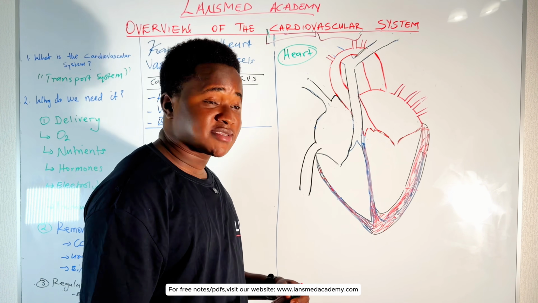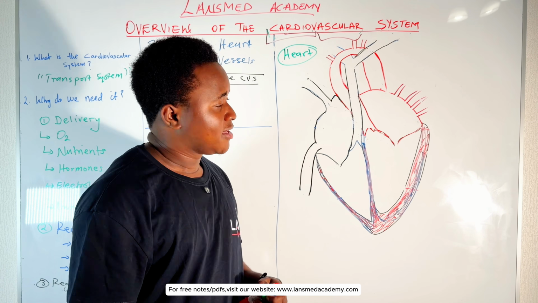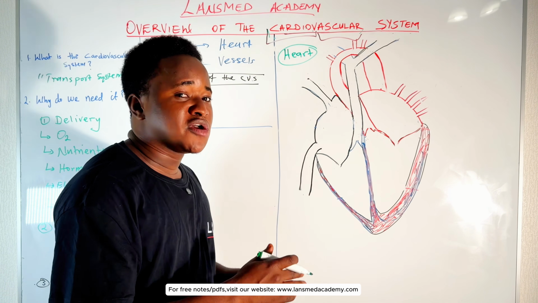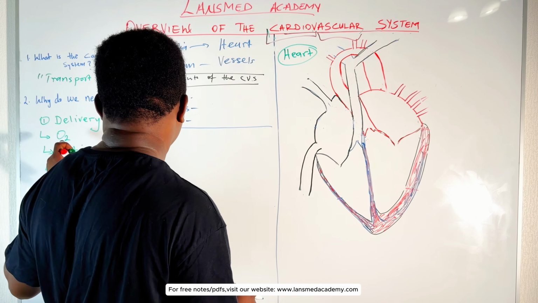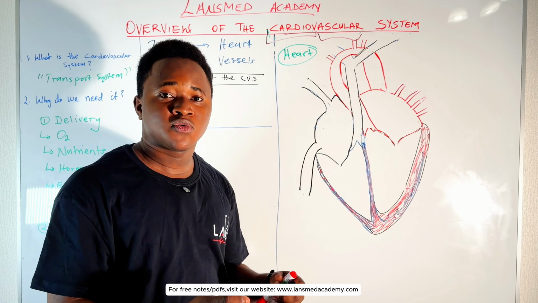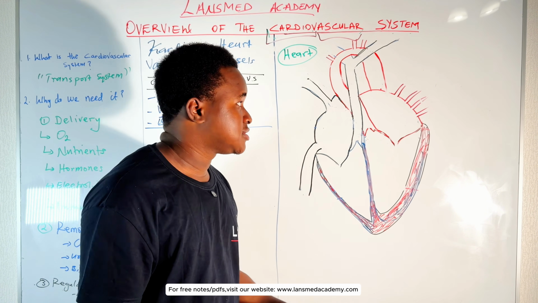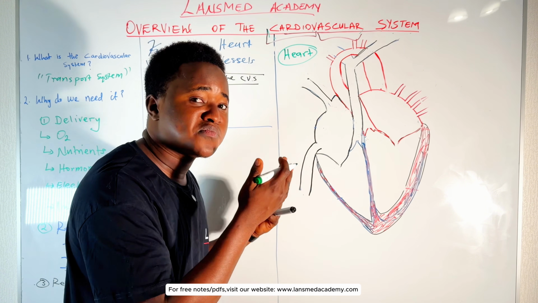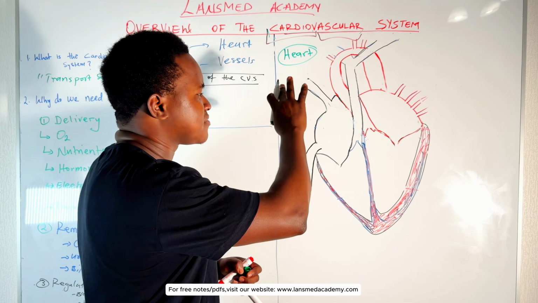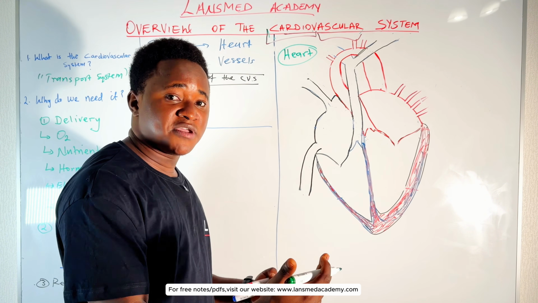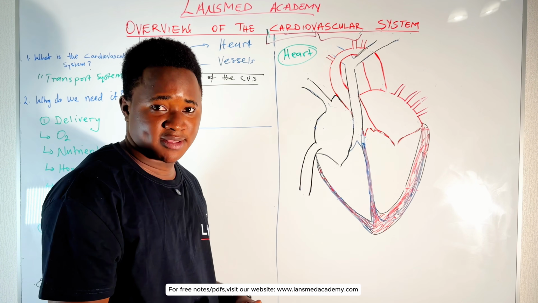Now, the heart is the central organ of the cardiovascular system. This organ works non-stop. So if it stops working, delivery, removal, and regulation will stop. And if that happens, you are not going to survive. So that is why it is one of the most important organs of the human body. But now let's look at some key components of this heart. In a separate video, we are going to look at the detailed anatomy and structure of the human heart.